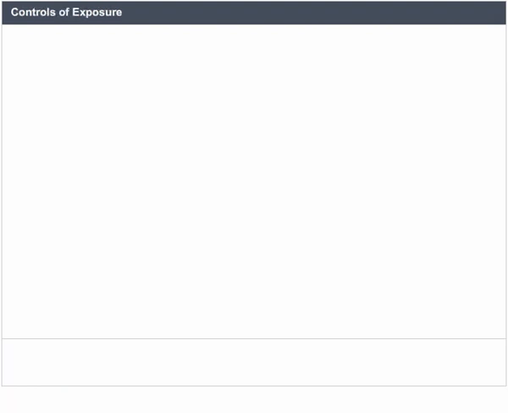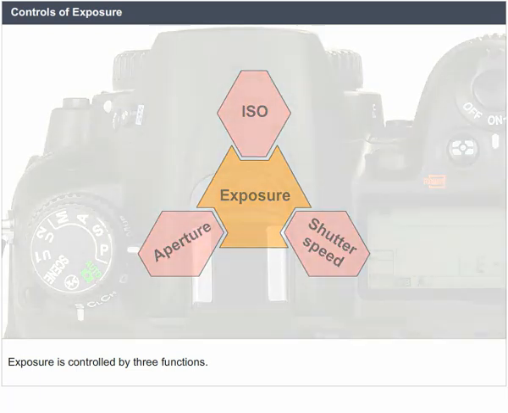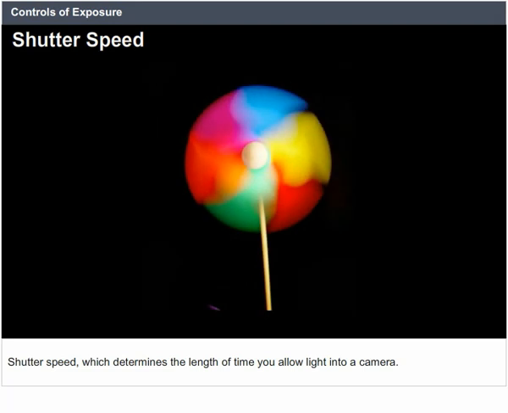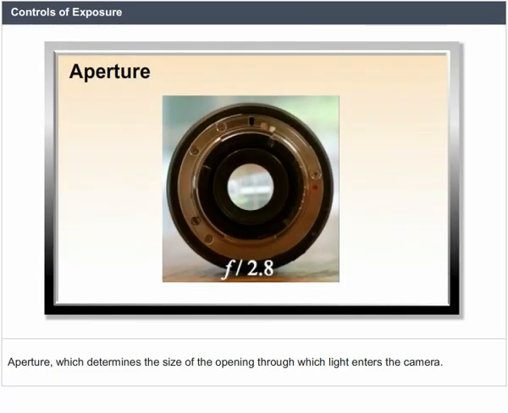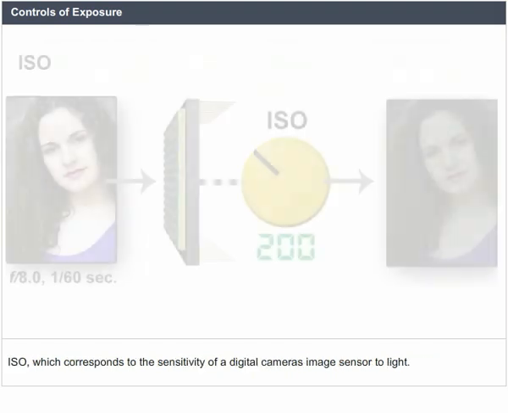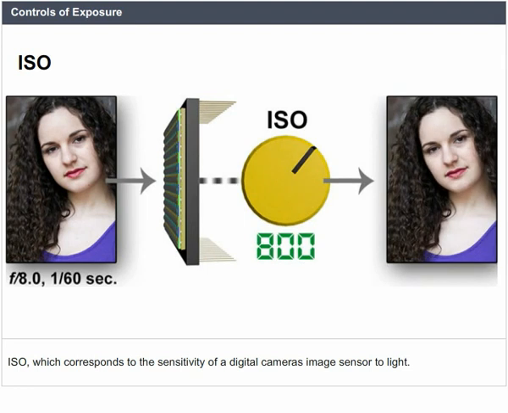Controls of exposure. Exposure is controlled by 3 functions. Shutter speed, which determines the length of time you allow light into a camera. Aperture, which determines the size of the opening through which light enters the camera. ISO, which corresponds to the sensitivity of digital cameras' image sensor to light.